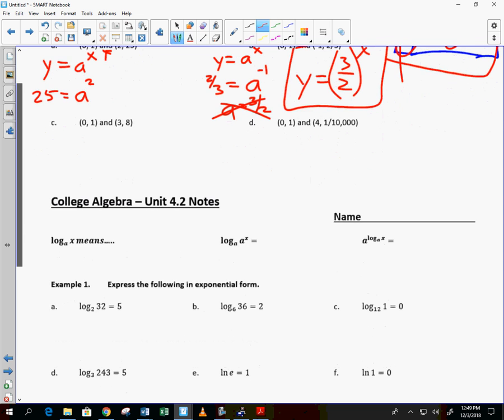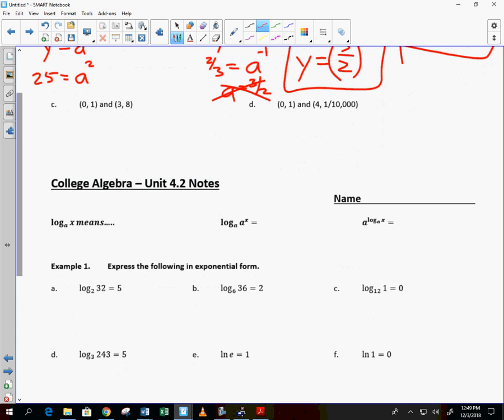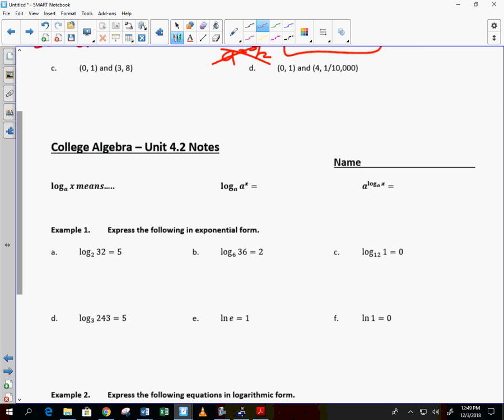You try the next one on your own. Notice they all go through 0, 1 because they're exponential functions. So don't use 0 and 1. That won't tell you anything. I got y is equal to 2 to the x. All good? Okay, the last one.